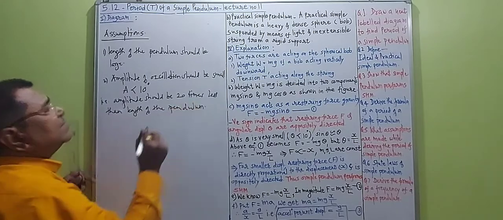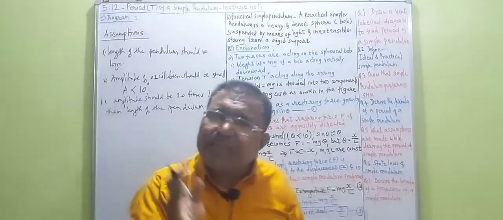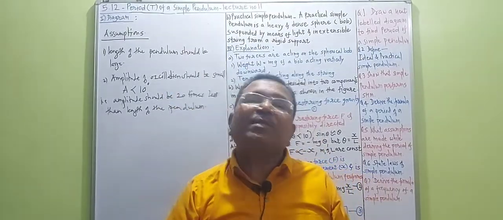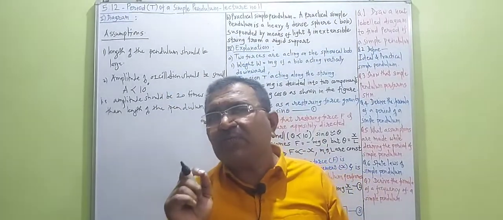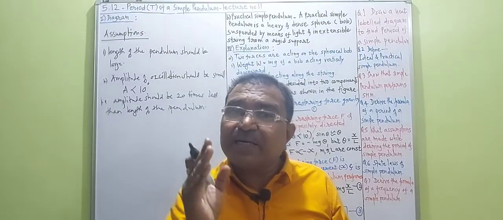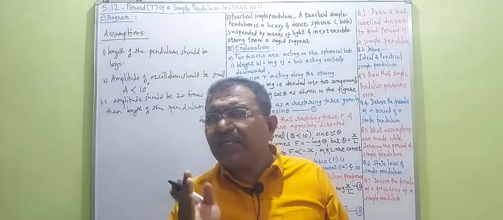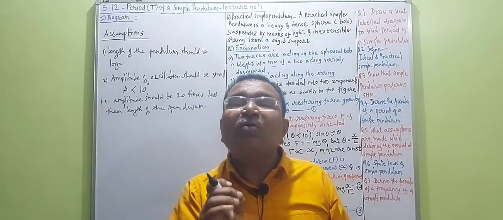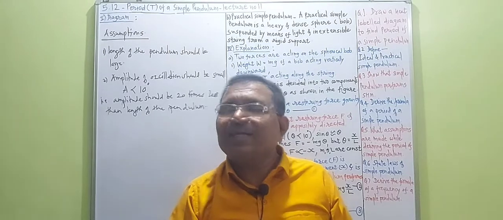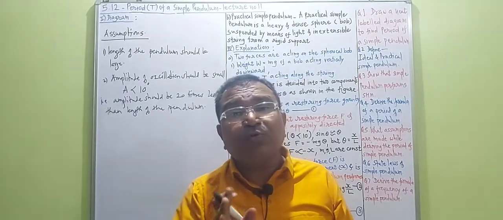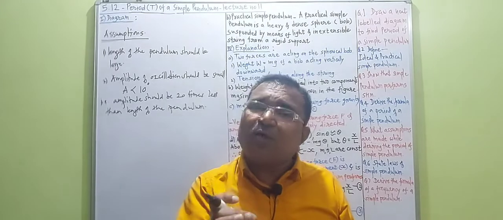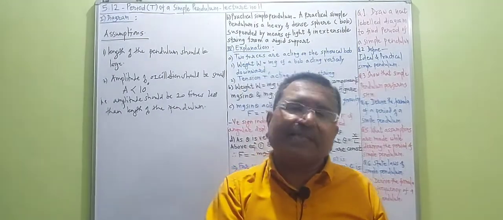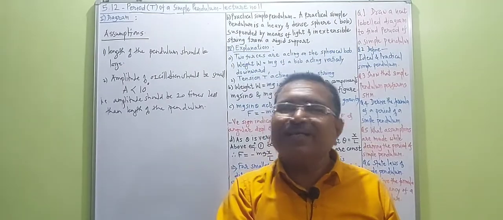What is the meaning of this? Amplitude should be 20 times less than that of length of the simple pendulum. Suppose, dear students, length of the simple pendulum is 100 centimeter, then 20 times less than 100 centimeter, that means amplitude should be only 5 centimeter. That is the correct answer. Amplitude should be only 5 centimeter for the length 100 centimeter. So amplitude should be 20 times lesser than that of length of the simple pendulum.